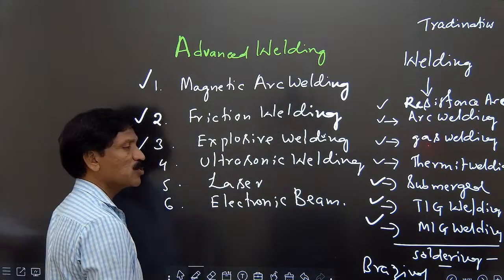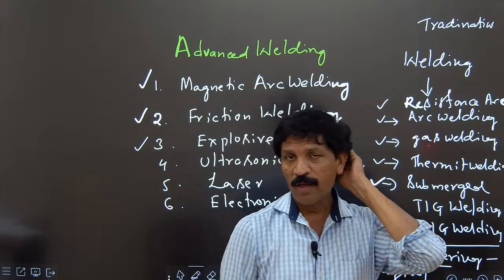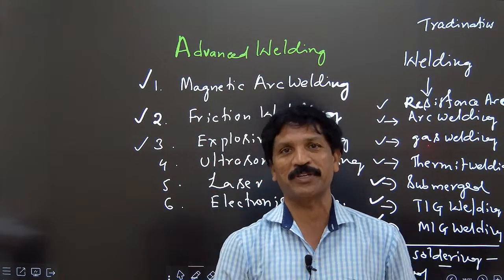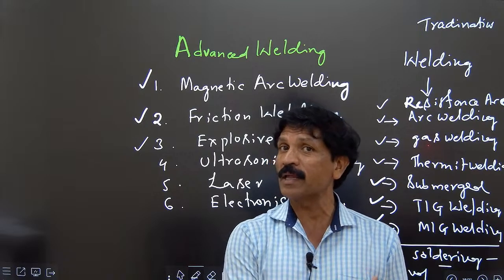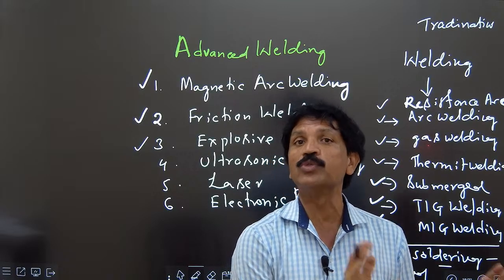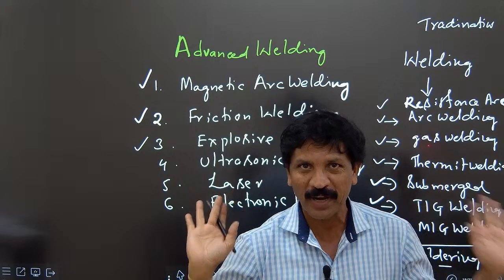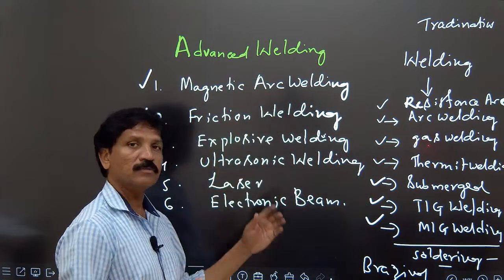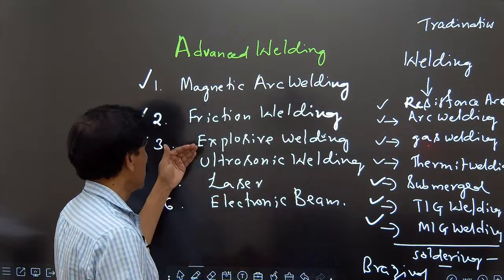Next, explosive welding. See, observe, the reason for all of this welding is the higher temperature. So whatever method we use is only to generate the temperature, right? So magnetic temperature, friction temperature will be generated.